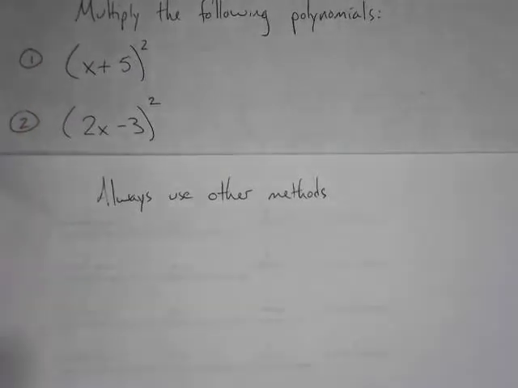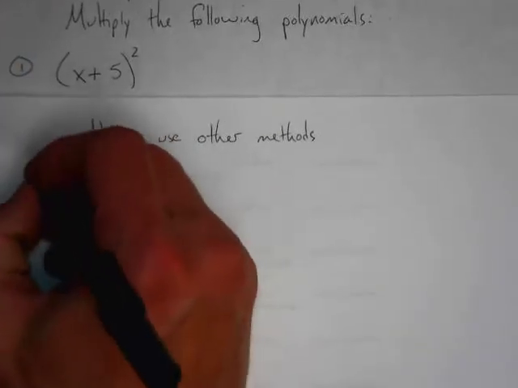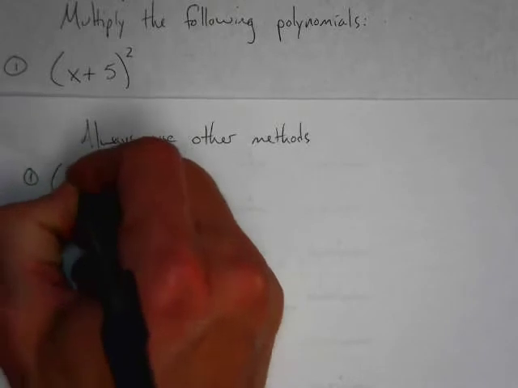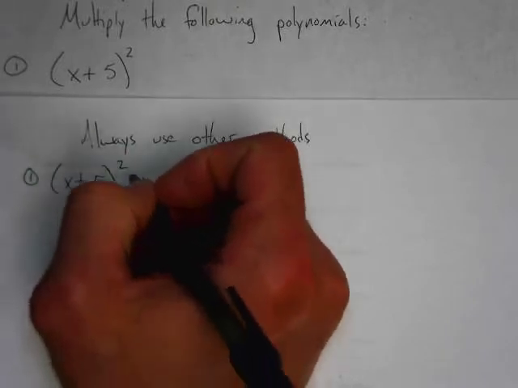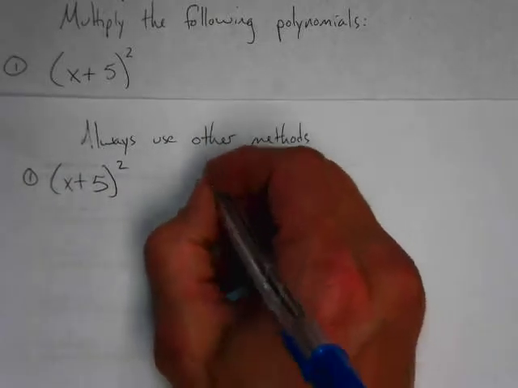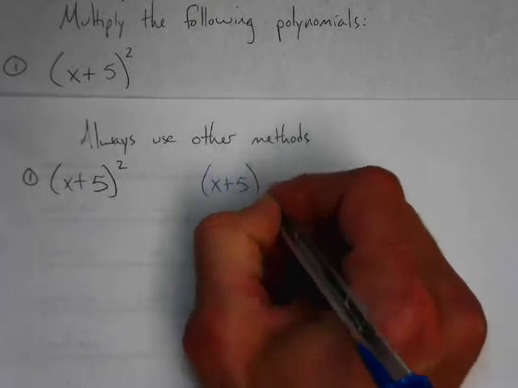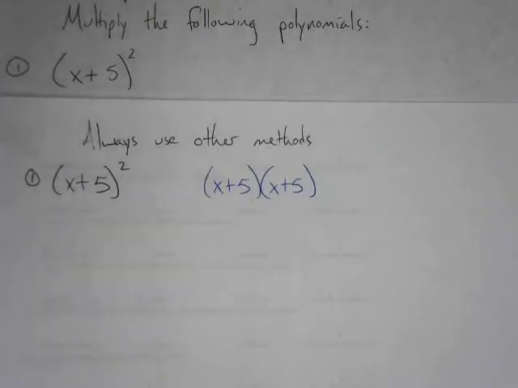We're going to multiply out number 1 and number 2 using other methods first, to see what's happening. With number 1, we have this little expression that is x plus 5 to the second power. Well, what does that mean? That means x plus 5 times itself, times x plus 5. So that's what to the second power means.